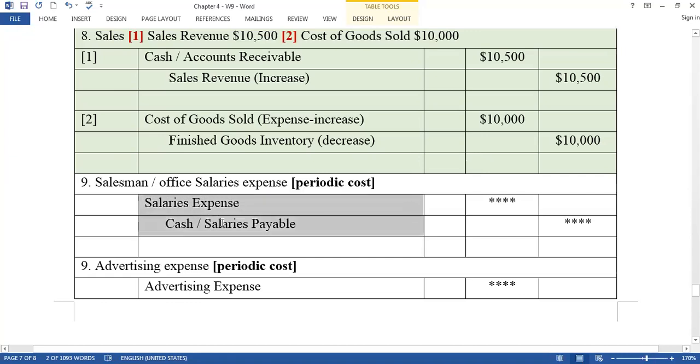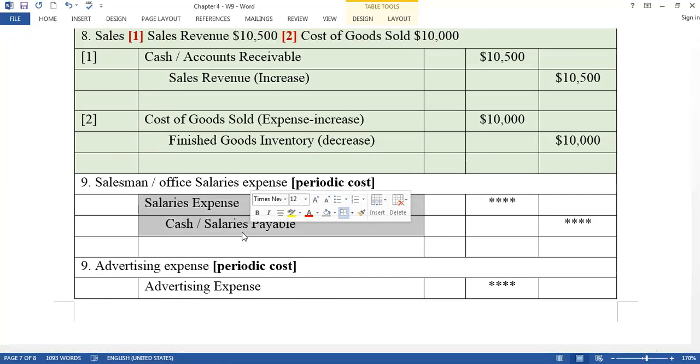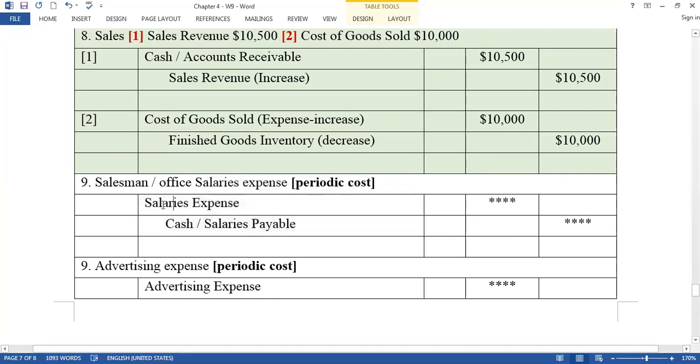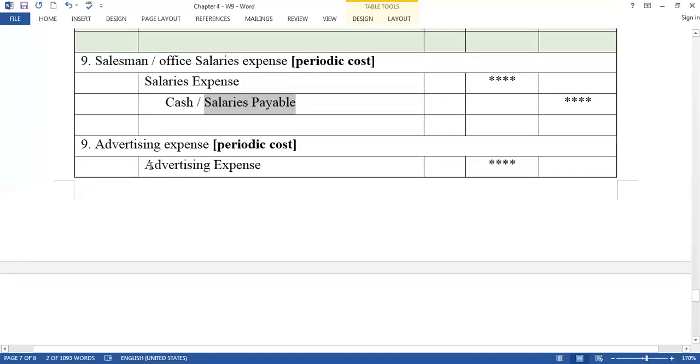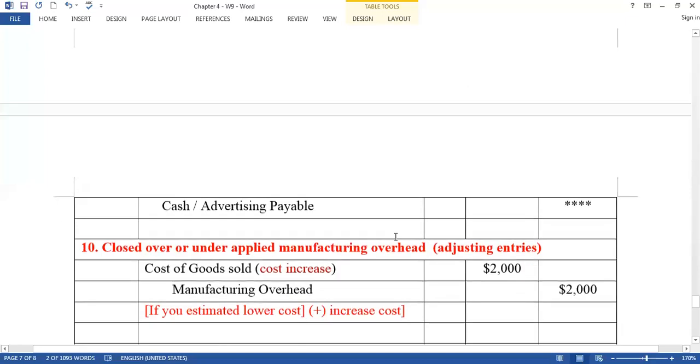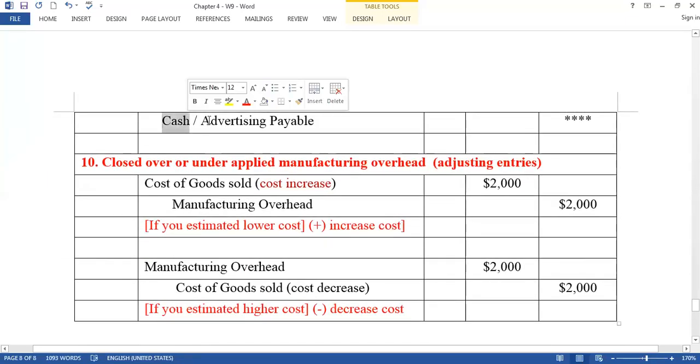This is periodic, right? This is not manufacturing overhead. This is not work in process, because this is another part. We are now out of the factory. You understand? We are in the office. So office salaries or salesman salaries, salaries expense debit. We pay cash, cash credit. We do not pay cash, accounts payable credit. Like advertising, advertising expense debit. If we pay cash, cash credit. If we do not pay cash, accounts payable credit. Okay.